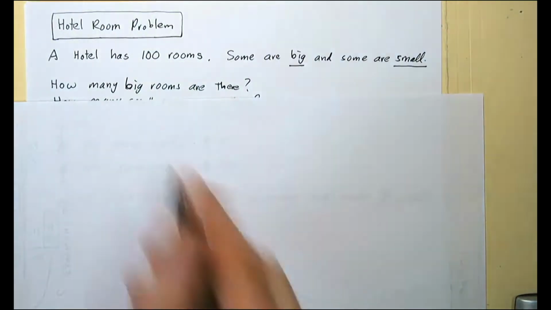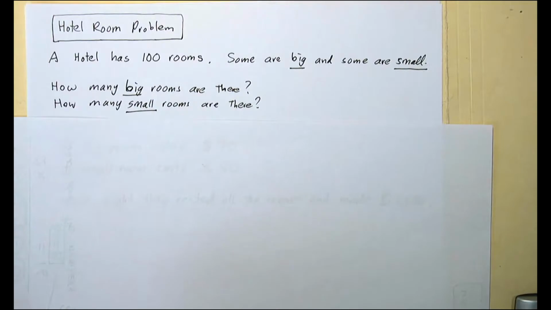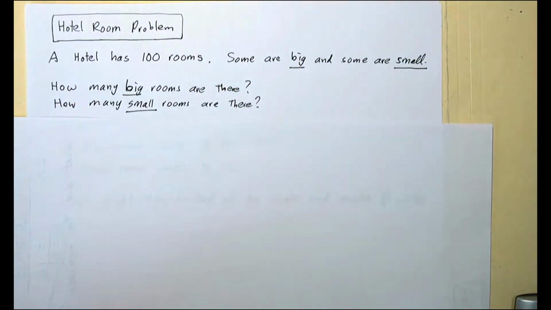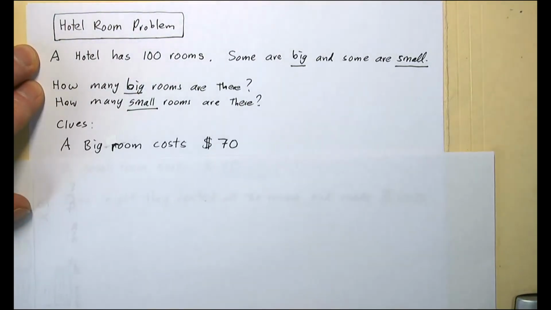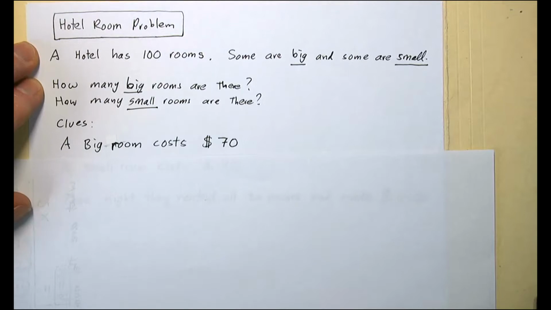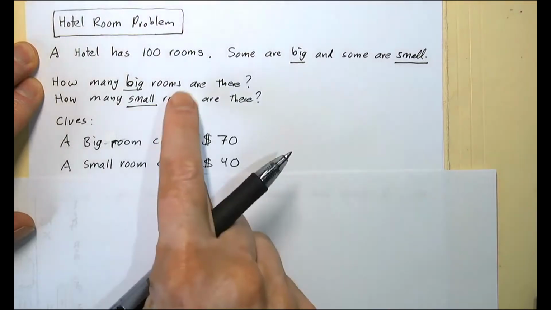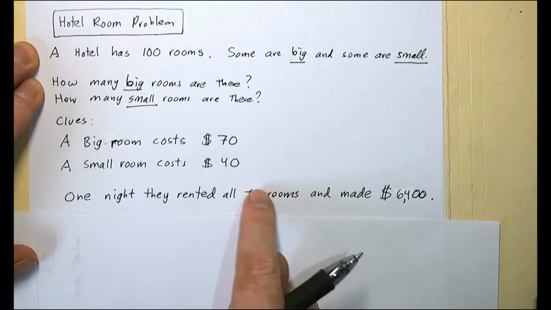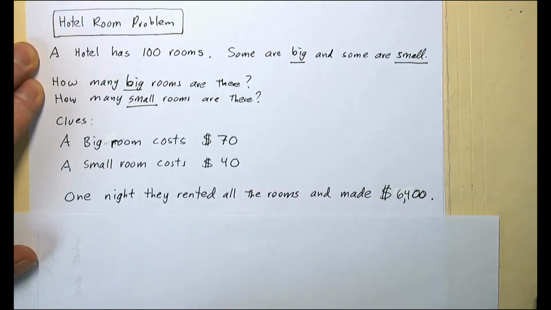How many big rooms are there? How many small rooms are there? Well, I don't know. Maybe there's 50 big rooms and 50 small rooms, right? Well, let's give you some clues. A big room costs $70. That doesn't tell me anything. A small room costs $40. Okay, I still don't know how many rooms there are. One more clue. One night they rented all the rooms and made $6,400.